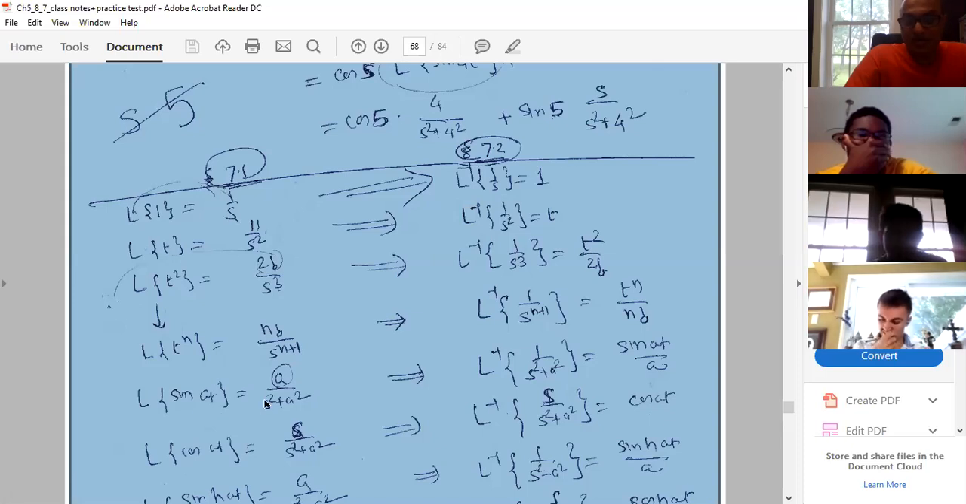Laplace of sine of at is a over s square plus a square, but a is a constant, so pull it out.